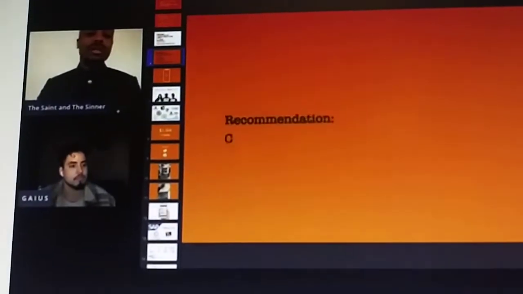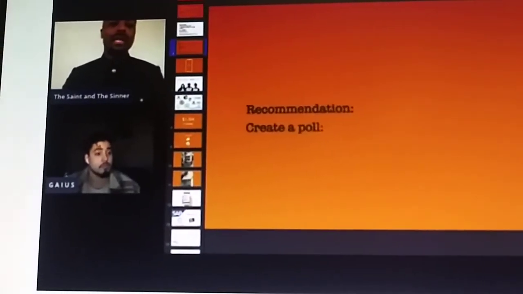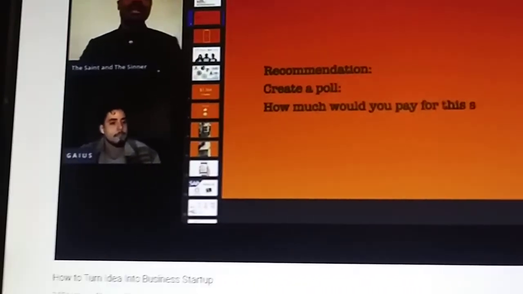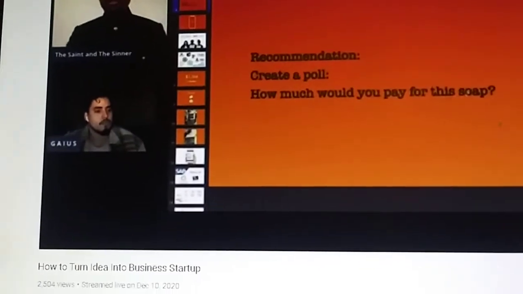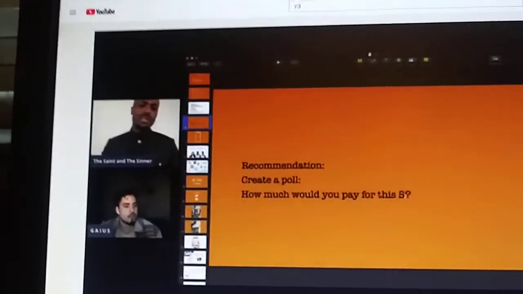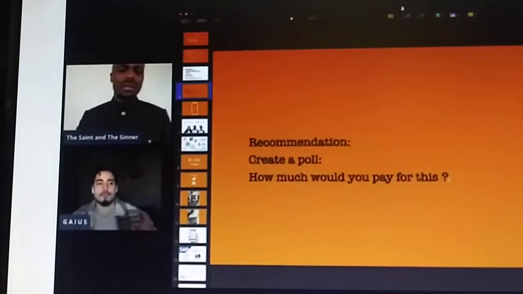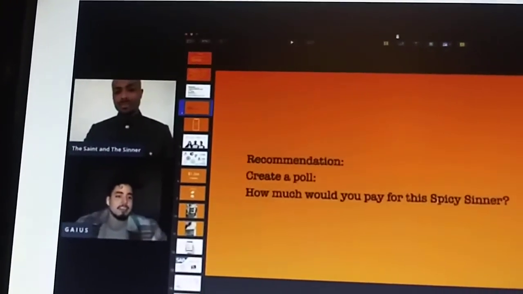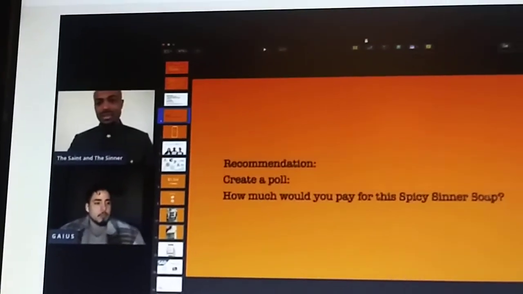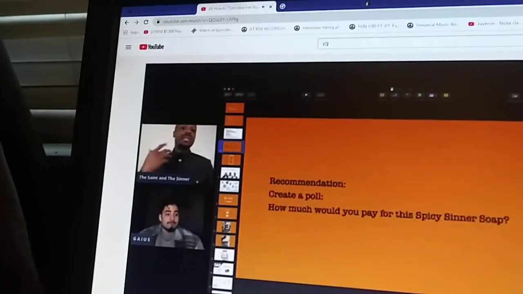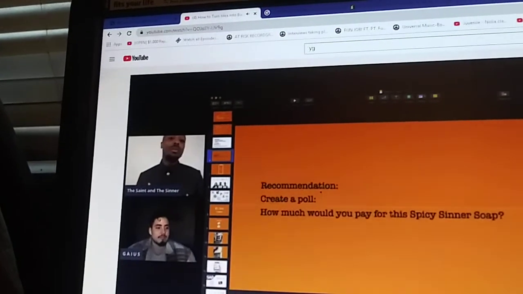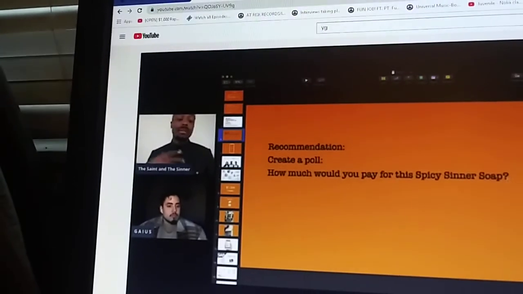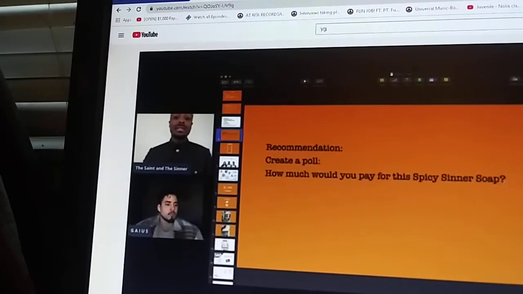So my recommendation is create a poll. And the question in the poll is, how much would you pay for this soap? Or what's the first one we're going to release? What was it? The Dirty Center? We're going to do a poll for that. You wanted the spicy center. Right. But I think you said you want to do a poll because people might not have taste. So this is the second poll. The first poll is which soap, which scent, which name. The second poll, once you figure out which soap, scent, and name, is how much would you pay for the spicy center soap?